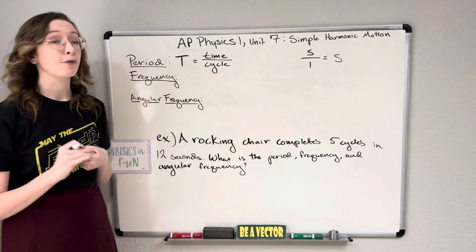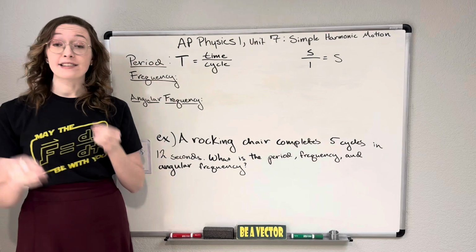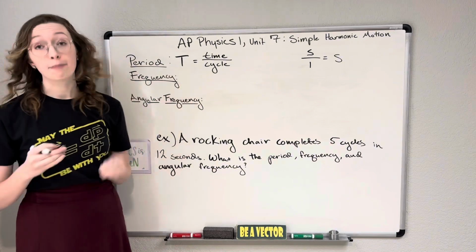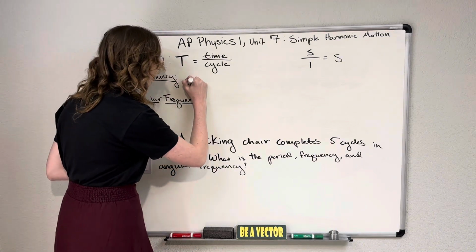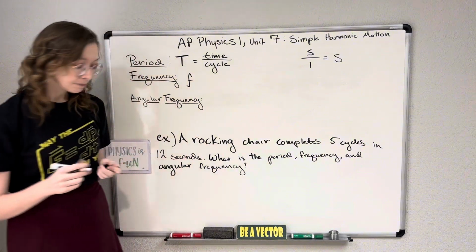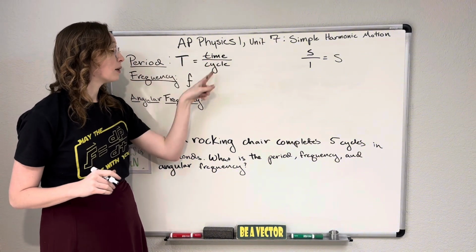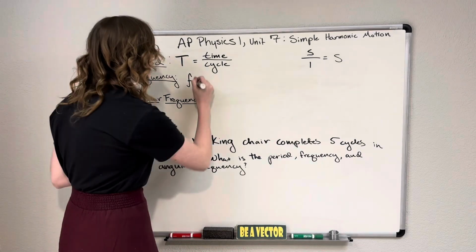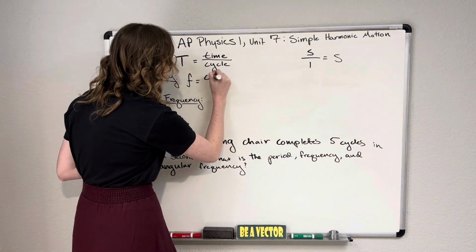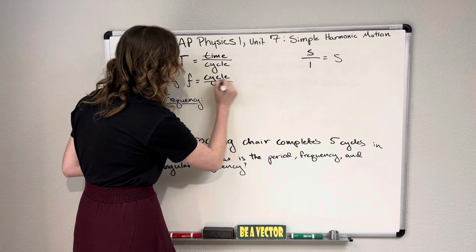Let's first talk about frequency. So frequency is very literally the opposite of period. We represent it with a lowercase letter f. And just as period is the amount of time it takes us to complete one cycle, frequency is the number of cycles that we can complete in a given unit of time.